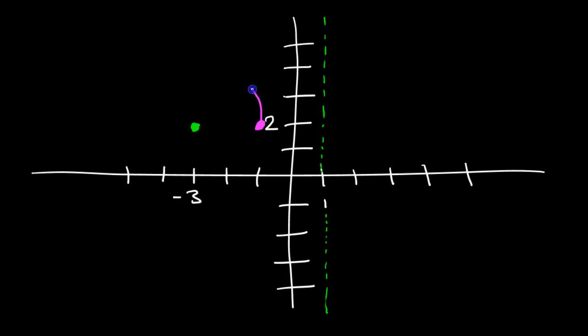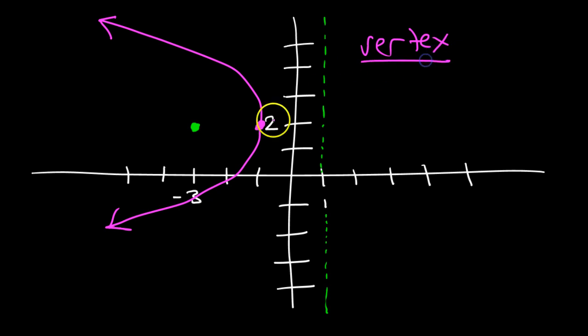So understand that we're dealing with a parabola that is wrapping around this focus, right in the middle between the focus and the directrix, but going away from the directrix and around the focus. So the main thing we need is the coordinates of this vertex. So the vertex is -1 comma 2.